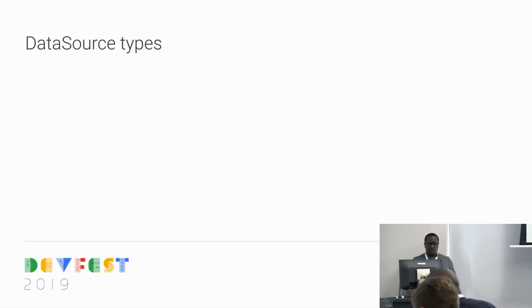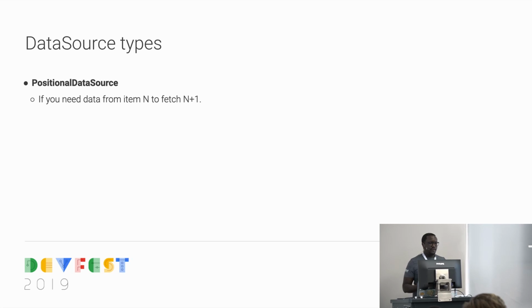As I mentioned, we have our positional data type, where we know we are fetching from position n to position n plus one, so we know what you're going to fetch. We have the key page, where, for example, you've seen on websites, when I want to get a list of data, there's a next button. It indicates to you to fetch that information.